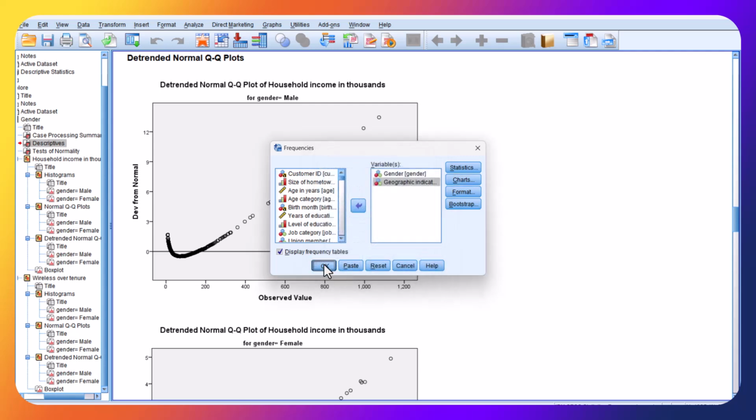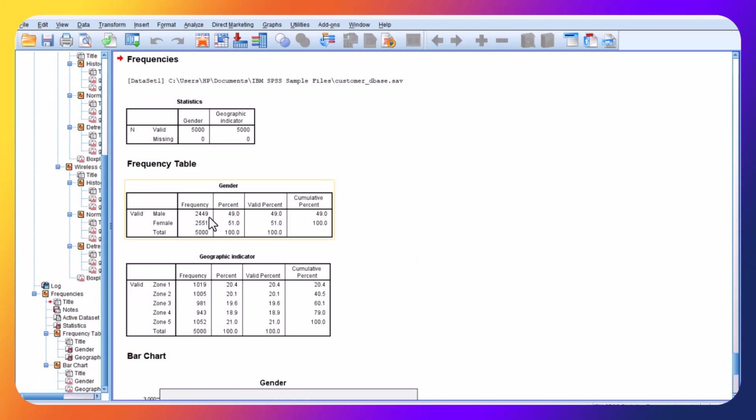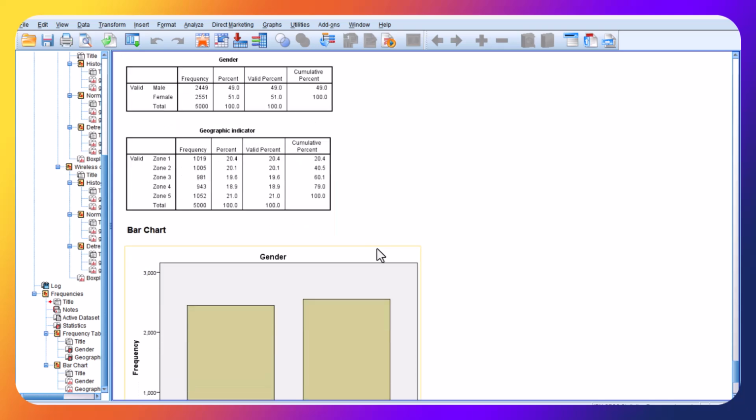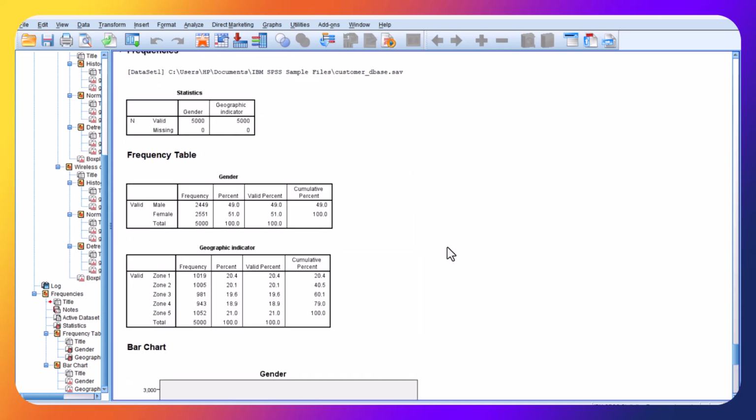Then click on OK. So you can see the same male and female values, and you can see we have 5 different zones. So that's all you need to know about descriptive statistics.